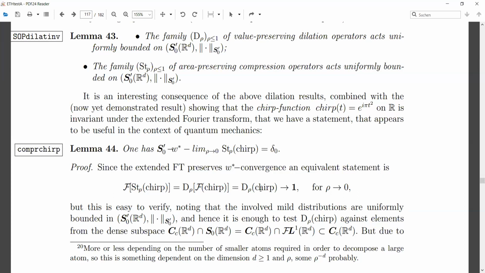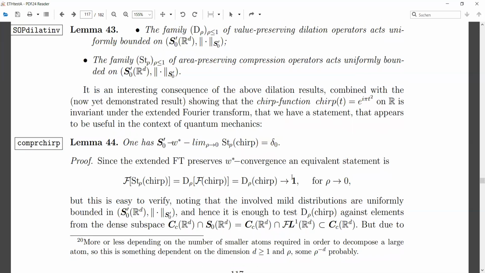If you take d-rho of the chirp, it goes to 1. Well, this is something that you, of course, have to do in more detail, but think of the e to the I pi t. We are claiming that these guys are uniformly bounded, therefore you're only testing them against test functions which are compactly supported.